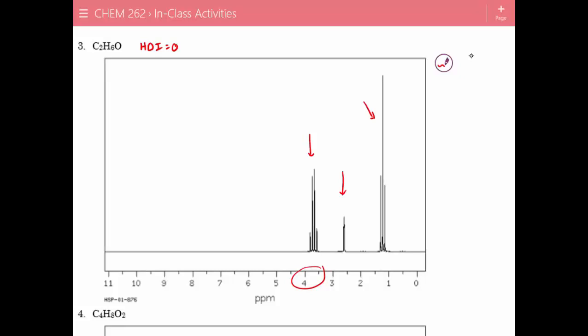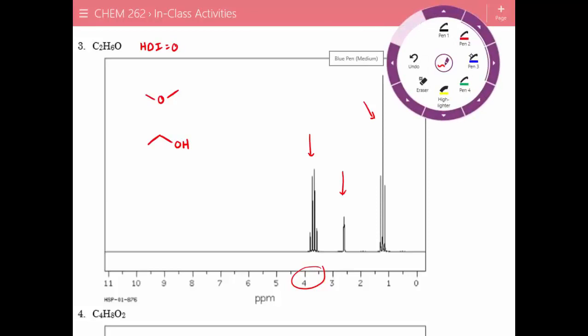And if we go to our guidelines for trying to anticipate chemical shifts, we know that it should be close to an electronegative group. So let's go through it and try a few different isomers and see what we think might be going on. So one of the isomers could be dimethyl ether. The other isomer could be ethanol. So let's go through and see if one of these makes sense.